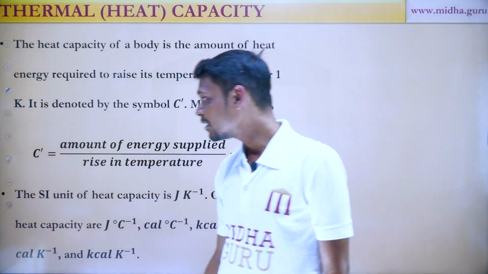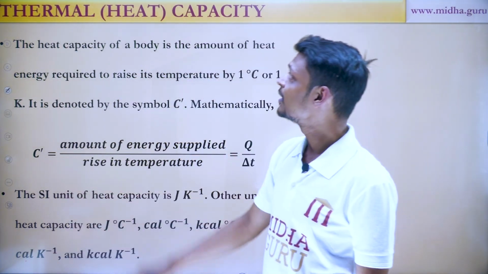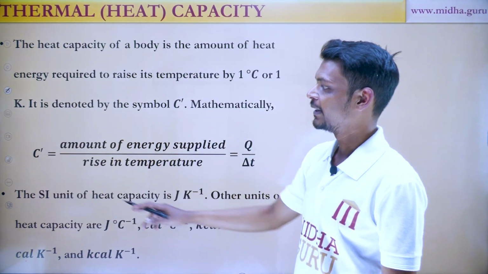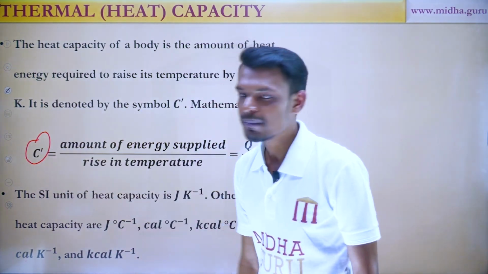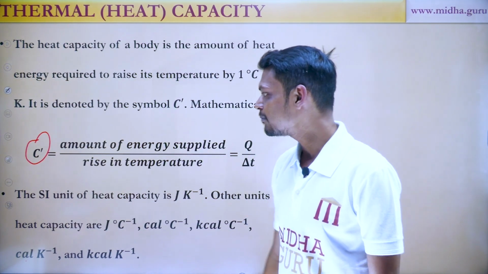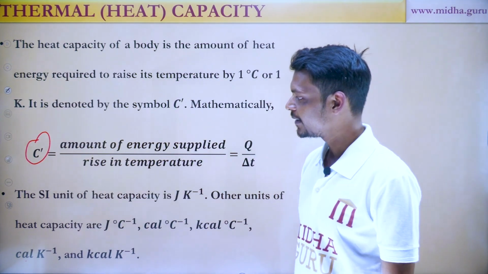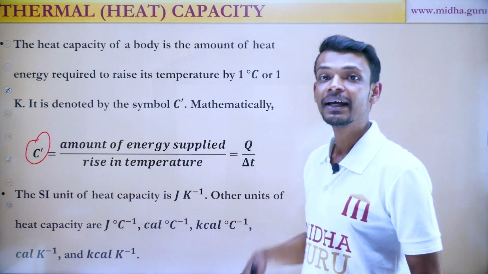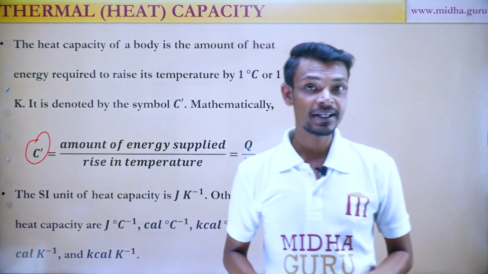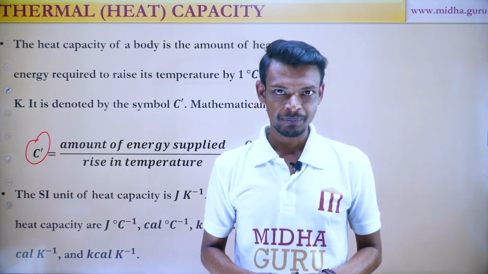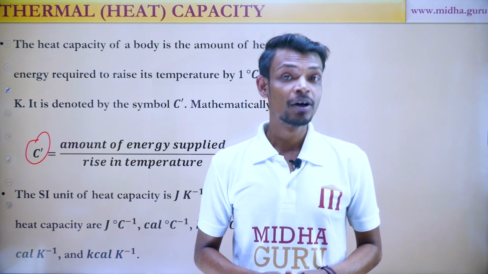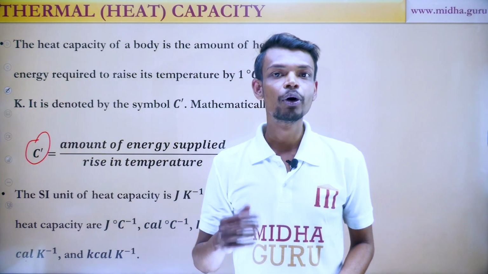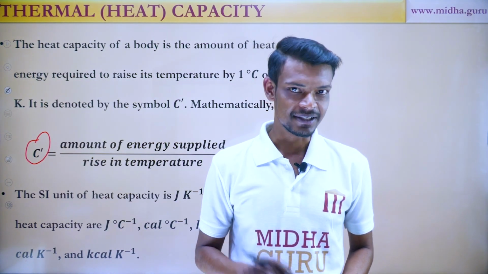And the mathematical formulation of thermal capacity or heat capacity is given here. That is C dash, which is the symbol of heat capacity, is nothing but the amount of energy supplied divided by the rise in temperature. That is Q upon delta T. The SI unit of heat capacity is Joule per Kelvin. Now, another more common unit of heat capacity is Joule per degree Celsius or calorie per degree Celsius.